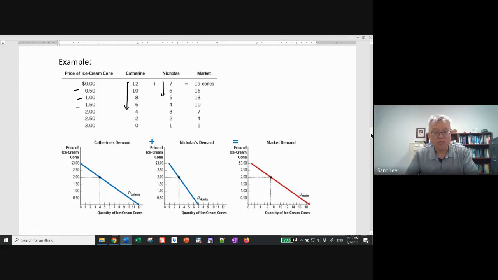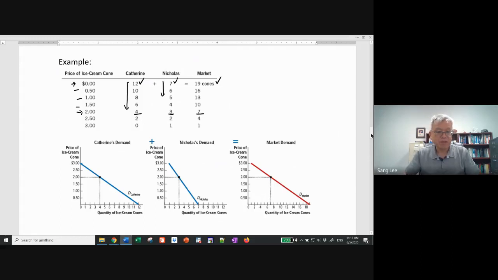Okay, so then what is a market demand? Simply, market demand is the sum of all individual demands. So here, when market price is 0, Catherine wants to consume 12 ice cream cones. Nicholas wants to consume 7. So at the price of 0, the total quantity demanded, the sum total of all individual quantities demanded, is what? 12 plus 7 is 19. And then if price is 2, Catherine wants 4, Nicholas wants 3. So the sum total of quantities demanded in the marketplace will be 7.